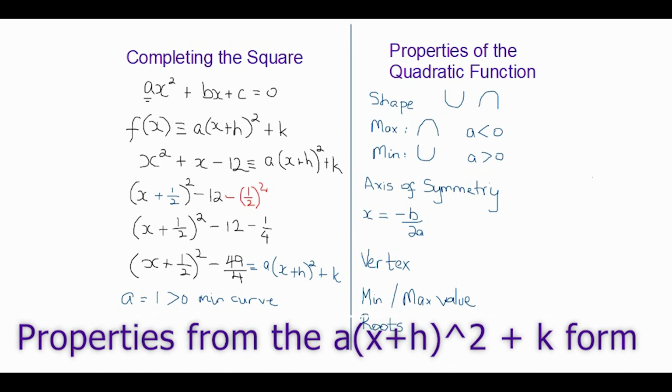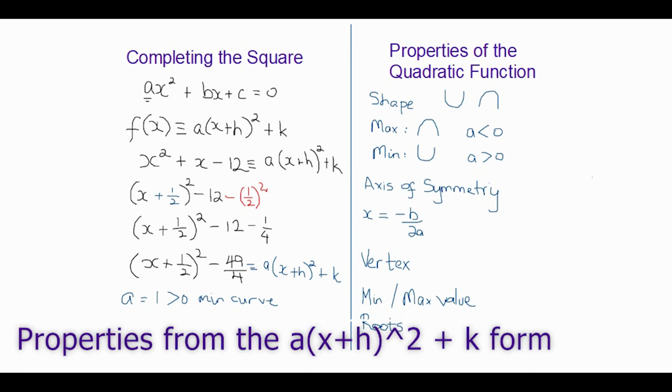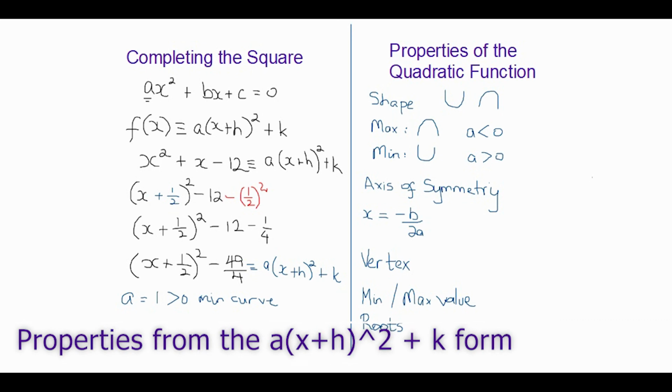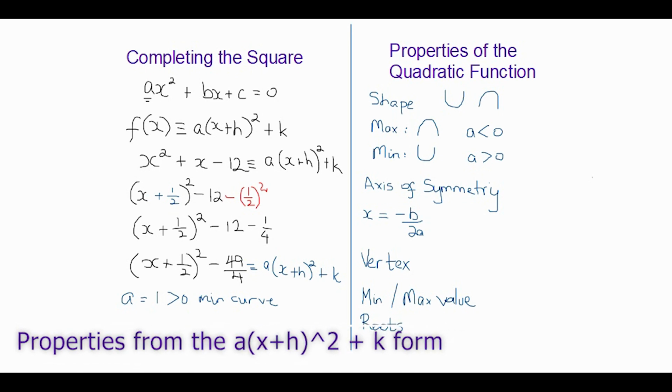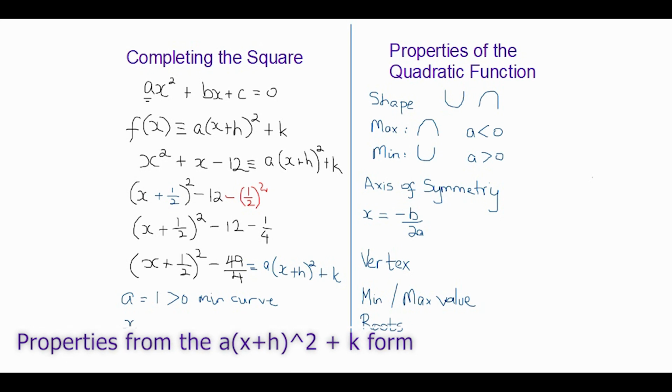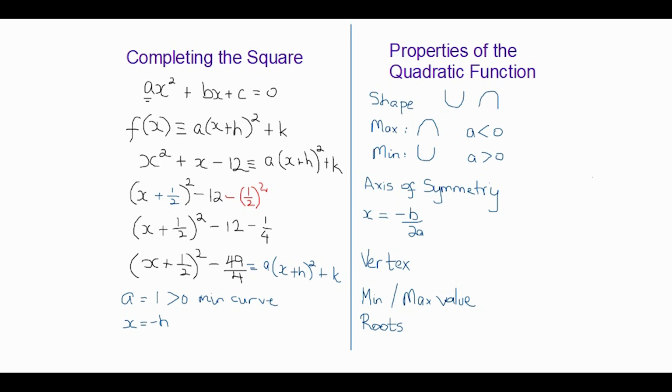The next thing that we can identify from this particular format is the axis of symmetry. The axis of symmetry, which we learned before, was minus b over 2a. This value of h, when we state h from the format here, all we have to do is take the negative of that value and we'll get the axis of symmetry. So x is equal to minus h, and it's the same as saying x is equal to the negative of whatever is this value here.